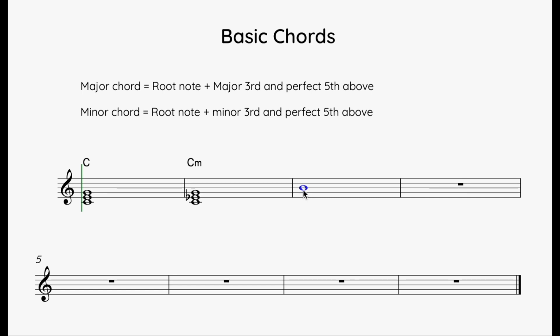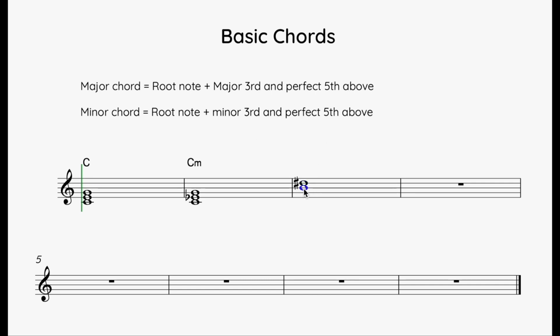So the third note above B will be the letter D. So always count. Use your fingers if you need to. So B, C, D. Count B as 1. B, C, D. So the third above is D, and it needs to be a D sharp because B major has a D sharp. Now we need a perfect fifth.